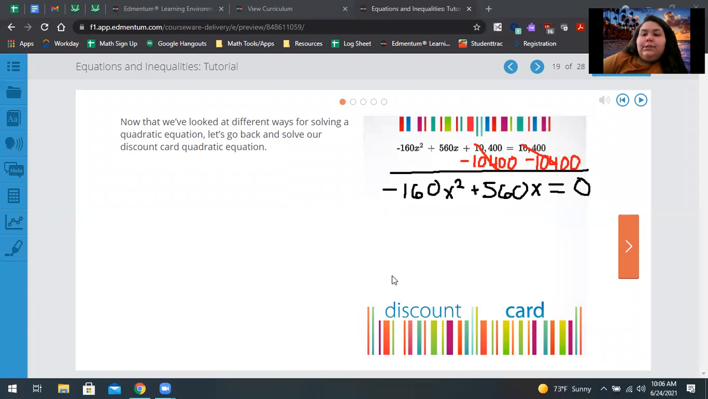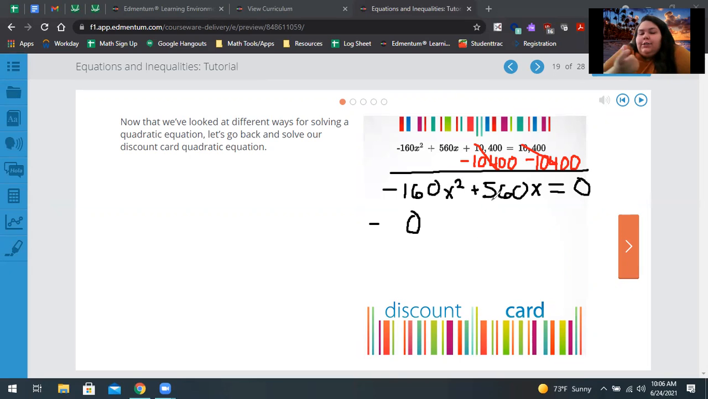Now we want to simplify this as much as we can. By subtracting and getting it equal to 0, we can factor out the GCF for both of those terms. Let's see what we can factor out from here. I want to factor out a negative for that 160, and 160 and 560 is, I know I can take out a 0, and what I mean by taking out a 0 is take away a 10 from there.